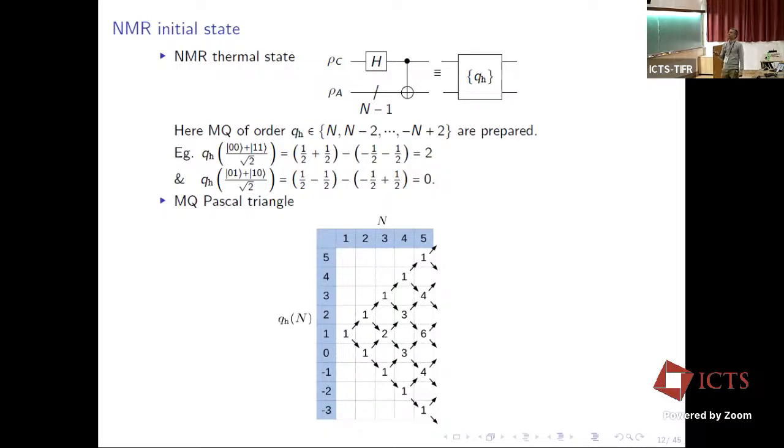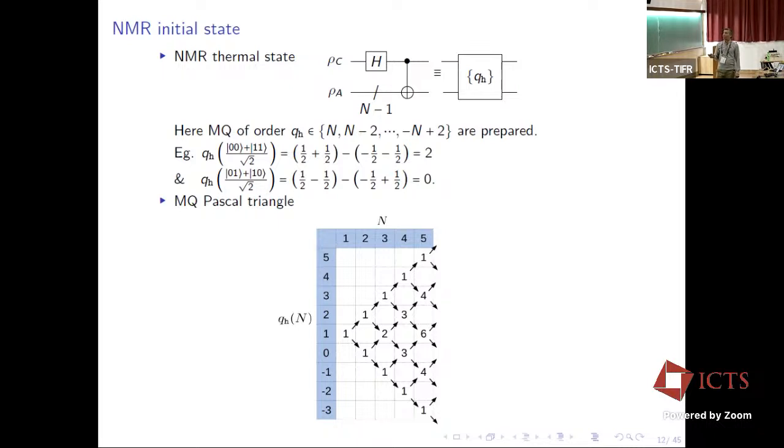So you can add the quantum numbers. So |00⟩ is plus half, plus half, and that is 1, and |11⟩ is minus half, minus half. So the difference in quantum numbers of the states in the superposition is called the quantum number of the coherence, and that is 2 here.